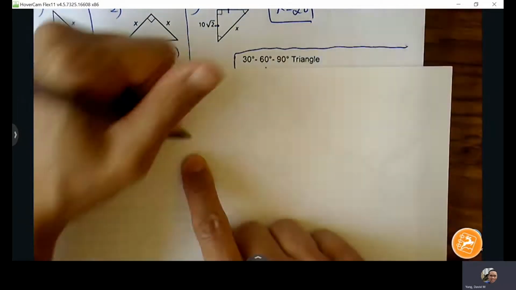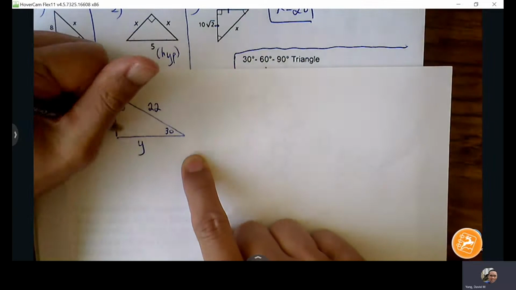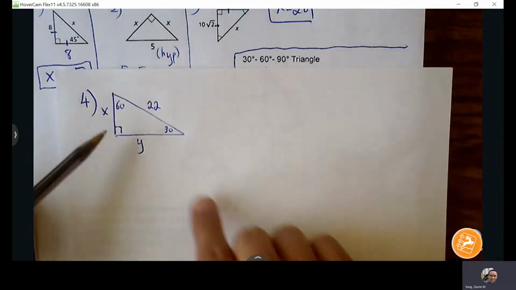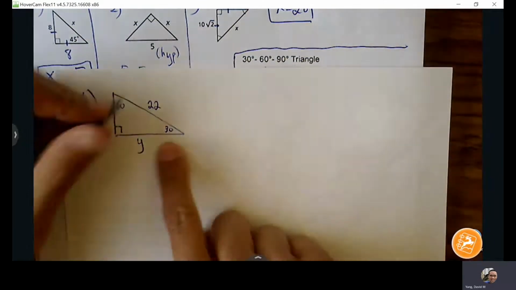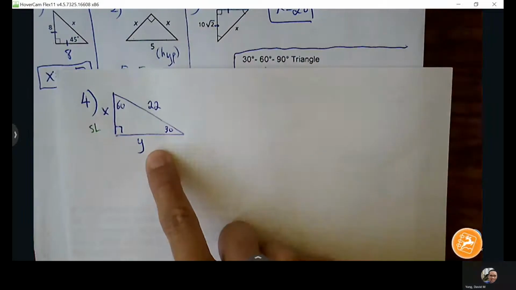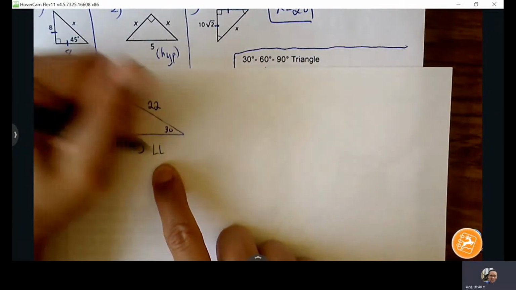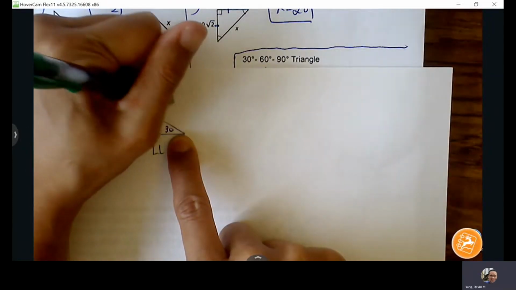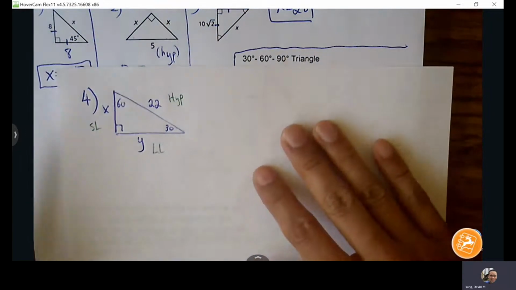Okay, if that's 60, I know this must be 30. So 30, 60, 90 right triangle. I'm going to label these here. This is my short leg. This y must be my long leg. And then 22 must be my hypotenuse.